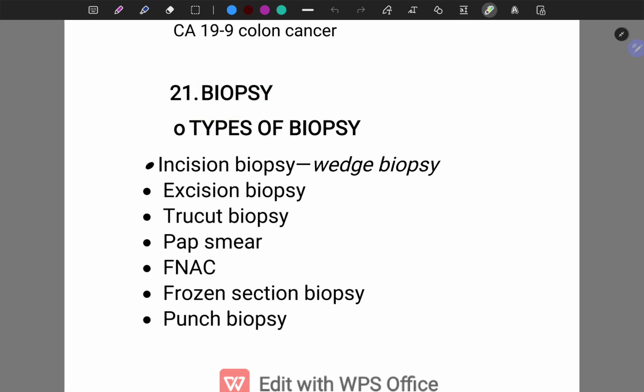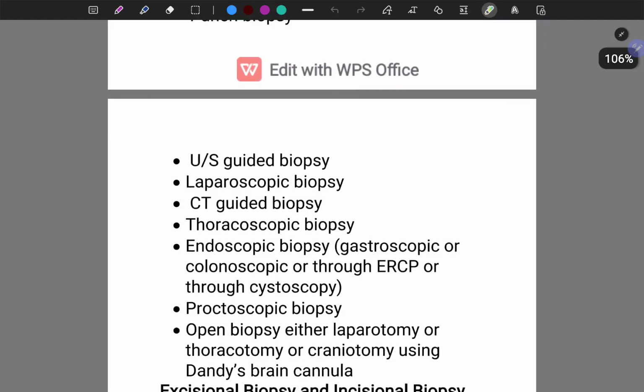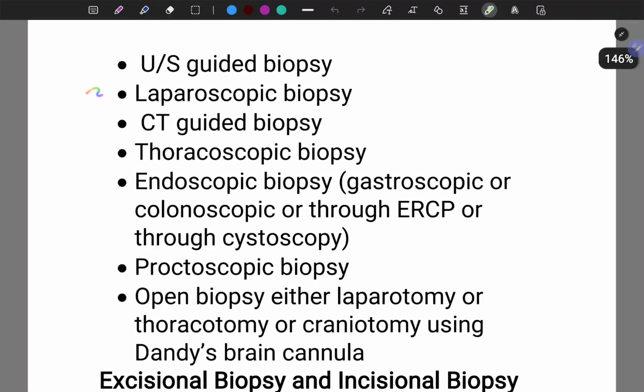So what are all the types of biopsy? The multiple types are there: incision, excision biopsy, true cut, pap smear, FNAC, frozen section and punch biopsy. And even image guided biopsy like ultrasound guided, CT guided, laparoscopic and thoracoscopic, endoscopic biopsy, proctoscopic biopsy and open biopsy.